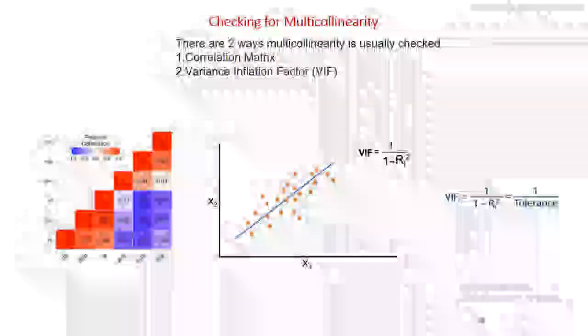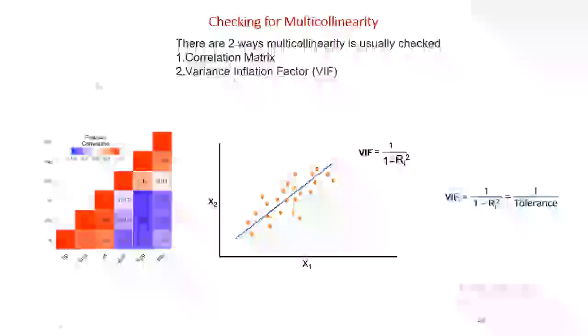So VIF is typically what you capture, or you can create a correlation matrix and see whether values are closer to 1, which means highly correlated. For example, in this case, displacement and WT, let's say weight, is higher.